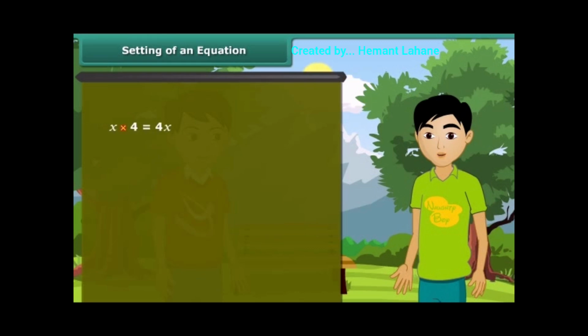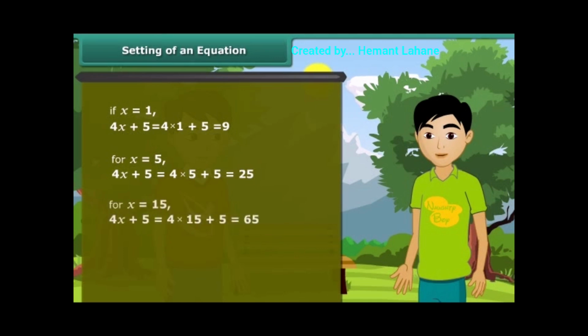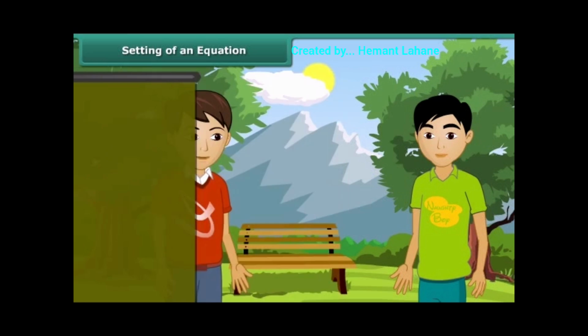I asked you to multiply the number by 4. You get 4x. Then add 5 to the product, which gave 4x plus 5. You get the result 65, which means 4x plus 5 is equal to 65. Now to find the number, I put different values of x. If x is 1, we get the answer as 9. If x is 5, we get answer as 25. Similarly, for x equal to 15, we get the answer 65. This is so simple.